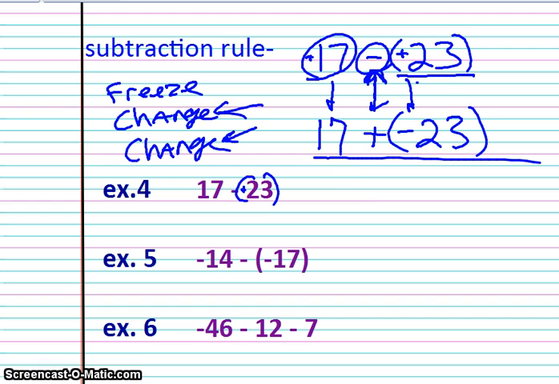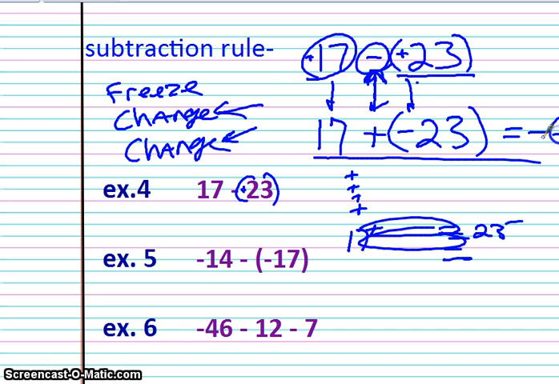So now we have 17 positives, I'm not going to draw them, and 23 negatives. How many more negatives do I have? I have 6 more negatives if I do all my zero pairs here. So this answer would be negative 6.